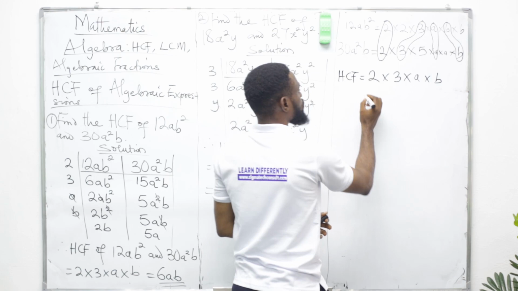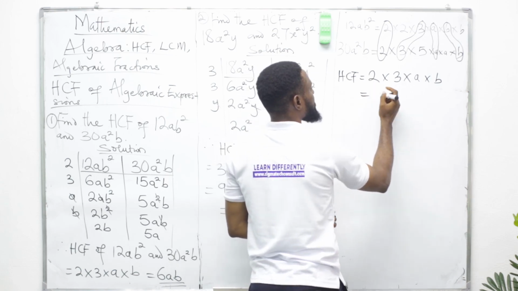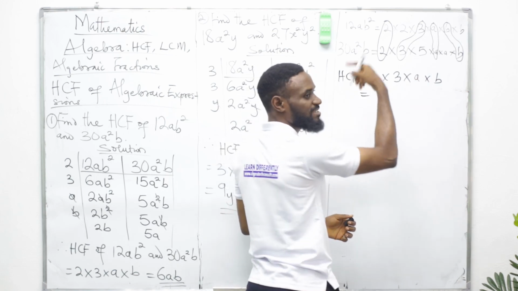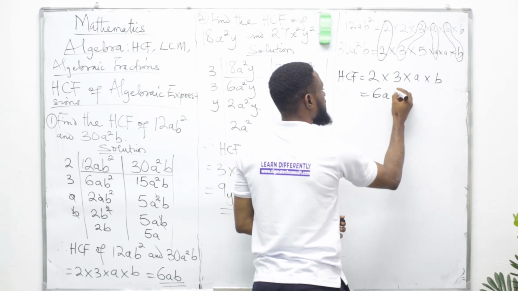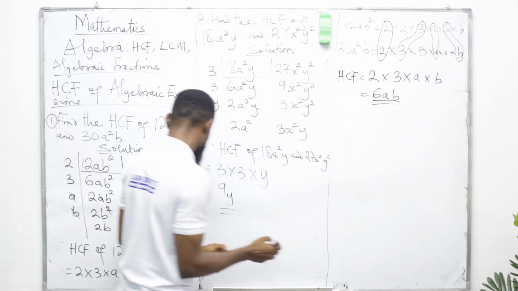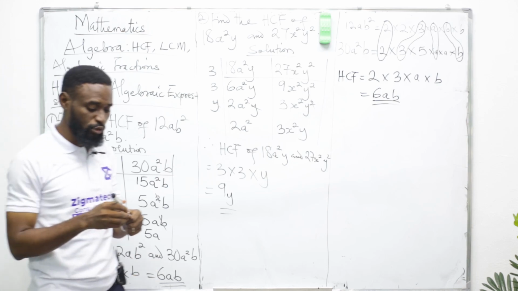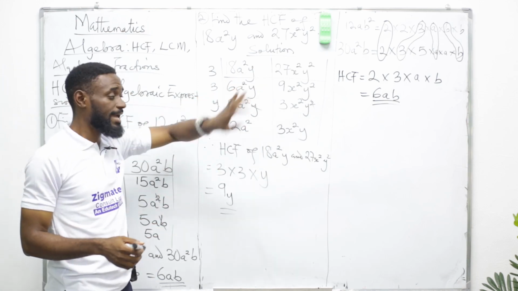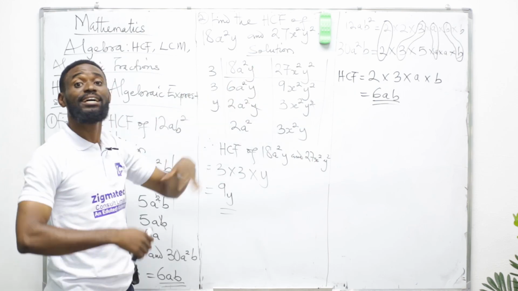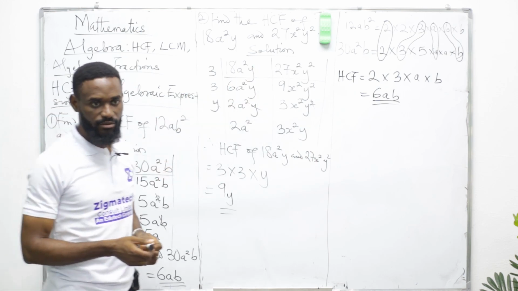Do you get that now? So we say this is 6 times A, 6A times B is 6AB, which gives us the same thing as what we had here. Do you get the point now? So whichever method you want to use, the same thing you can apply in this particular one and you will get the same thing. Okay?